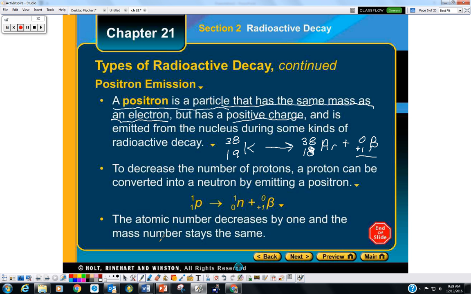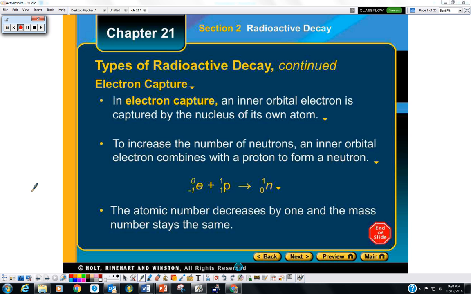All right. So this statement right here is probably the key thing to understanding positron emission. This is the statement that I am probably going to test you on. The atomic number decreases by 1. The mass number stays the same, even as that positron is emitted.